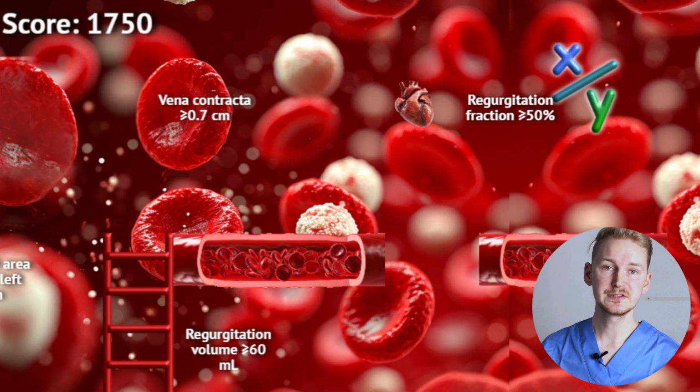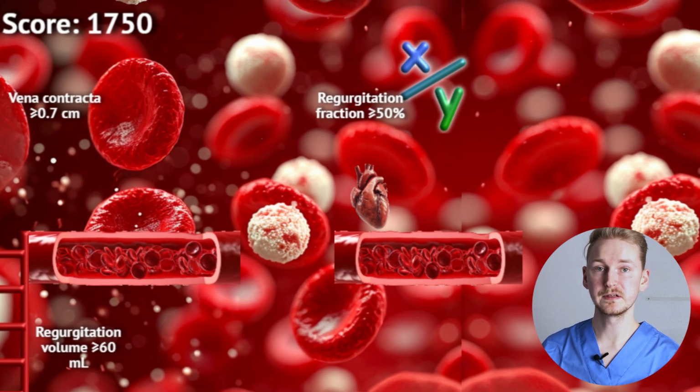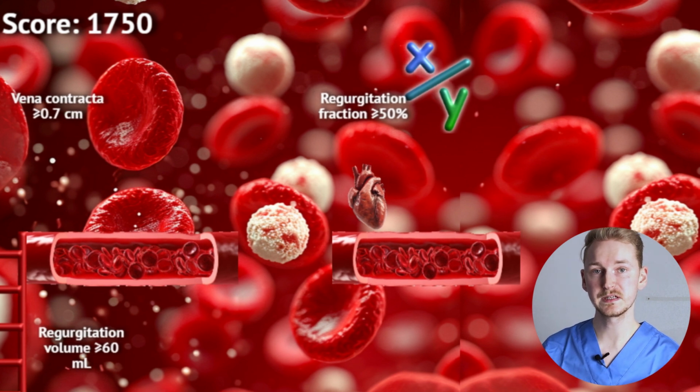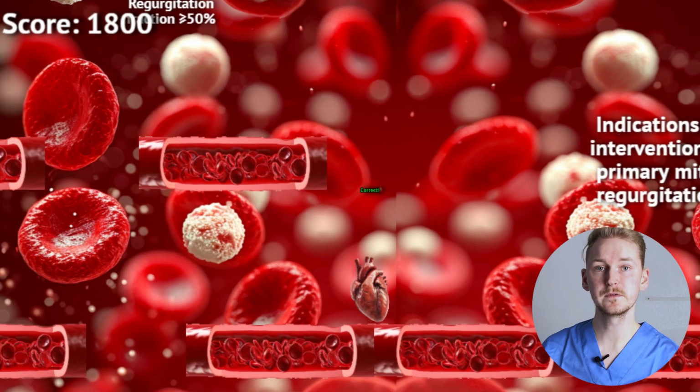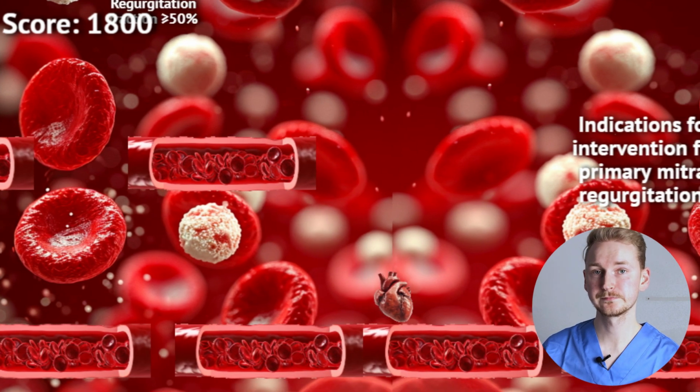The regurgitation fraction can be used as a criteria. If it's over 50% of the blood that the ventricle pumped out, then it's considered a severe regurgitation.